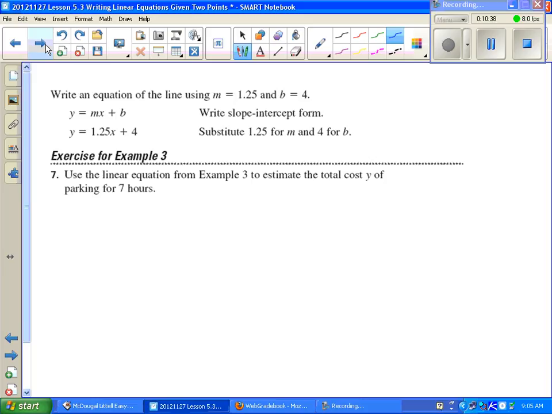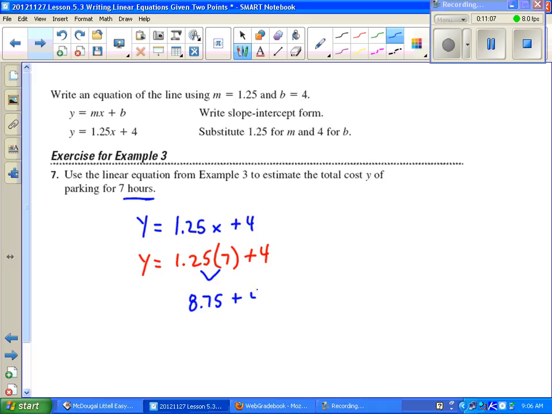It says estimate the total cost of parking 7 hours. So you could have gone back and found the y-intercept again, but it actually does not change. Use the same equation, y equals 1.25x plus 4, except instead of x, since that's how much time you're going to spend, y equals 1.25 times 7 plus 4. And 1.25 times 7 is $8.75 plus 4. So you actually wind up spending $12.75 to park for 7 hours.